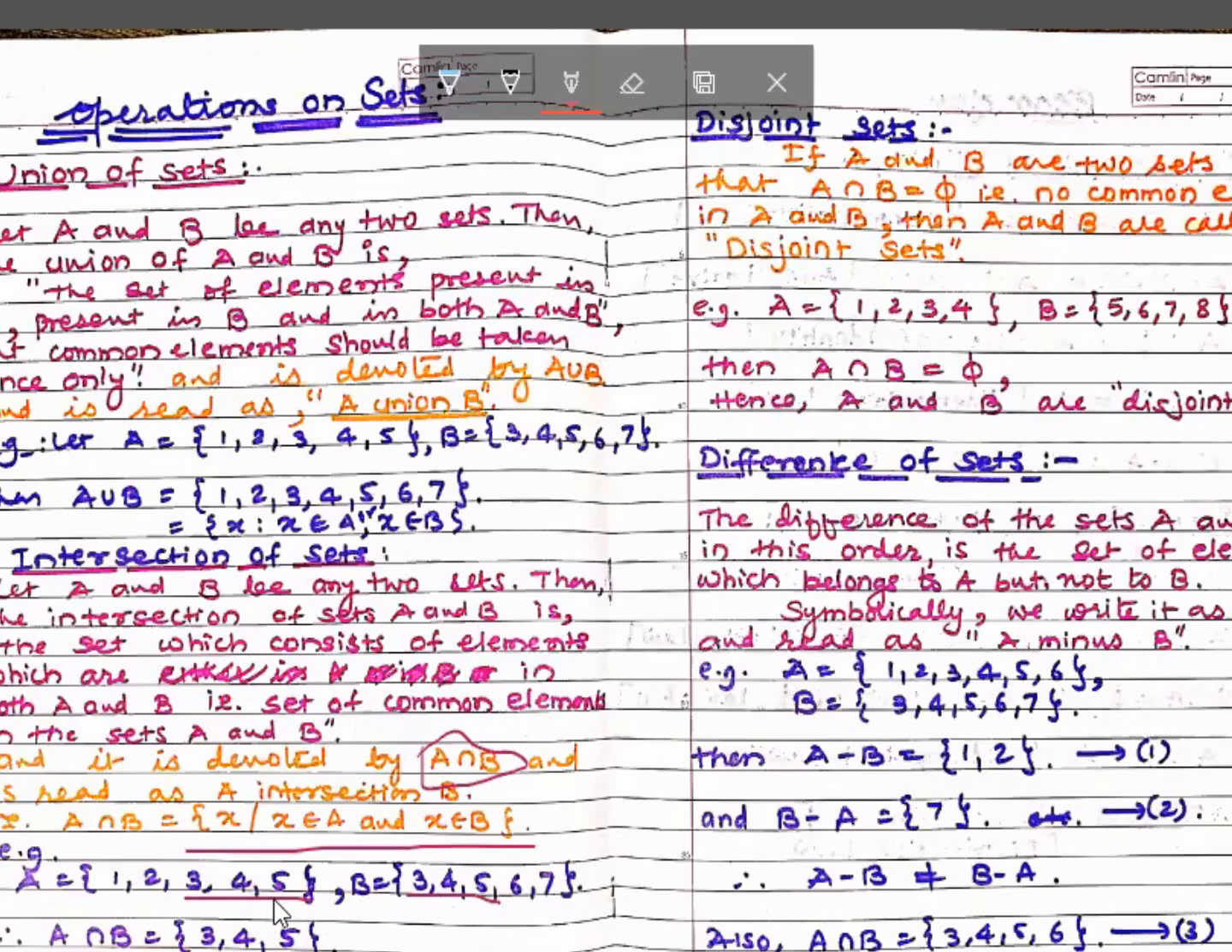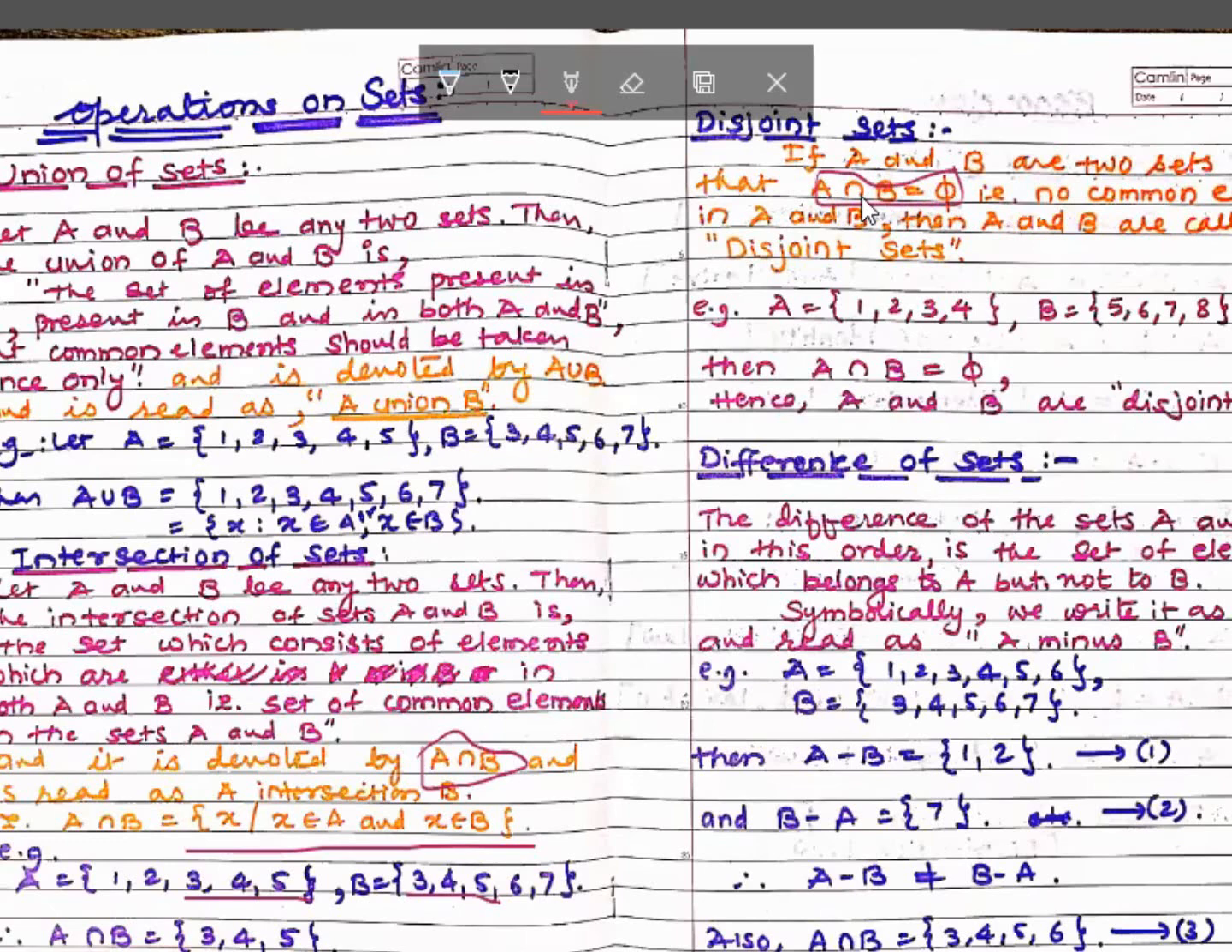Hope everyone got these two concepts now, union as well as intersection of two sets. Now using this intersection of two sets, I need to define one term known as a disjoint set. What is the condition for two sets to be disjoint? If you see the definition, if A and B are two sets such that A intersection B is φ, this is the very important condition to be the disjoint set.